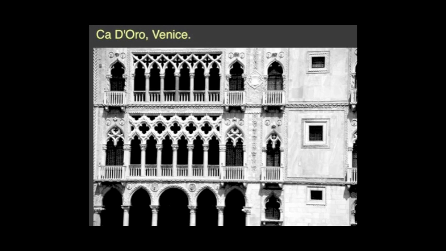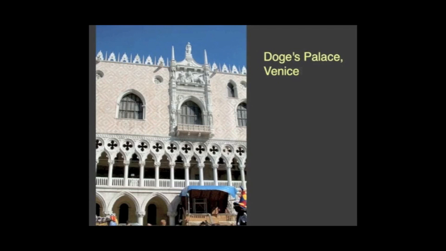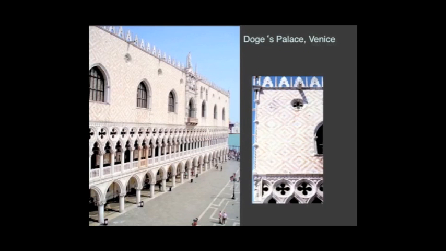Ca' d'Oro, really beautiful. Look at how it transforms, not simply left to right in terms of its rhythms, but top to bottom in terms of its rhythms and its densities. Great building. Probably the most famous Venetian Gothic building is the Doge's Palace. And the Doge, we already said, is the Duke, the big ruler. Who's been to Venice?